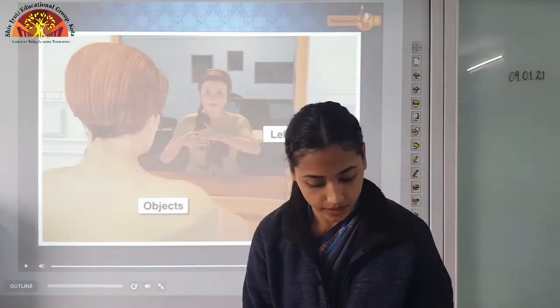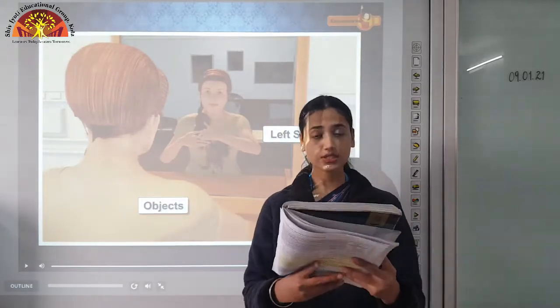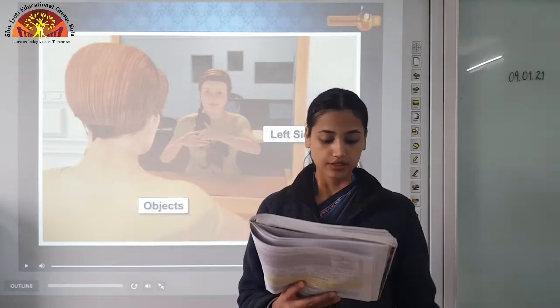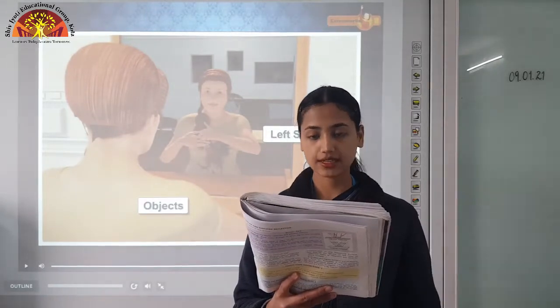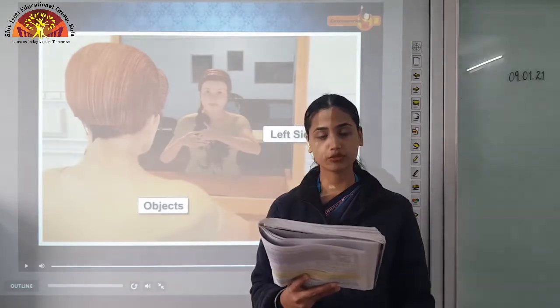Here comes your next internal question, which you have to write on page 214. What is lateral inversion? And mark the last line. The phenomenon of left appearing right and right appearing left on reflection in a plane mirror is called lateral inversion.